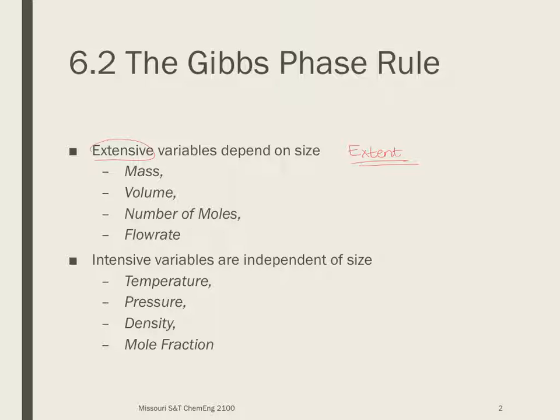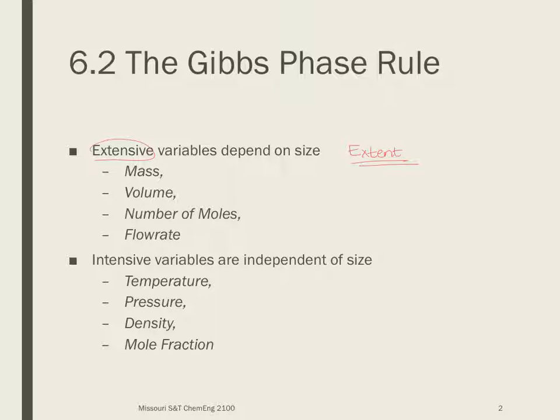So things that are extensive variables that you're familiar with are mass and volume, the number of moles we have in a system. These also can be flow rates, whether it's a mass flow rate, a volume flow rate, or a molar flow rate. We're going to find that there are many other extensive variables, but if they depend on size, they all fall into this category of extensive.